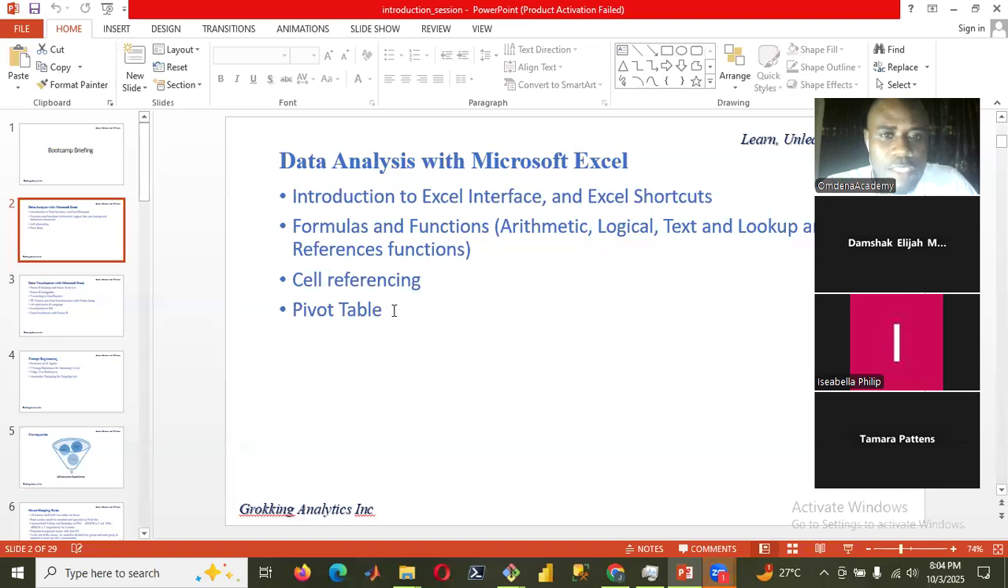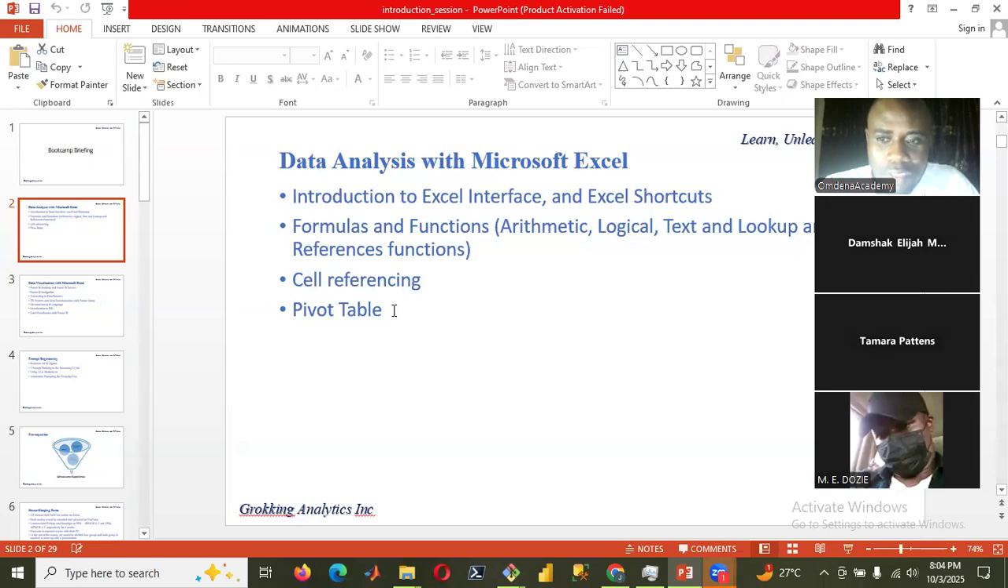We'll have the data analysis with Microsoft Excel. Some errors actually will be accepted for now, but when I'm reading out the rules and regulations, you understand that there are things that are not acceptable.